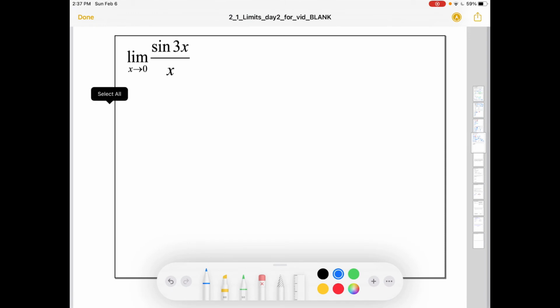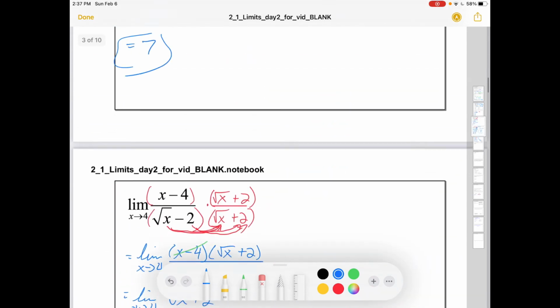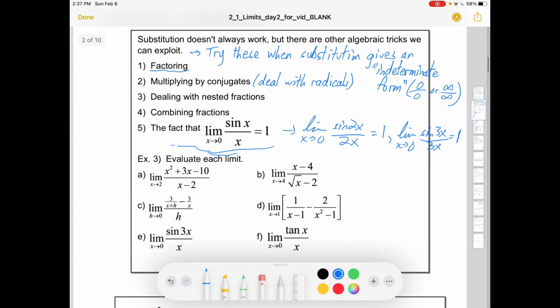Limit as x goes to 0 of sine 3x over x. So again, we're looking at all these ways of interpreting or maybe exploiting properties. And here's the one that's probably going to spring to mind. The limit as x goes to 0 of sine x over x is 1. And we said, oh, that means the same thing if you have sine 2x over 2x or sine 3x over 3x.